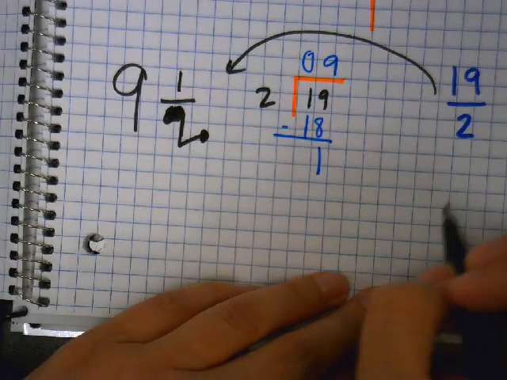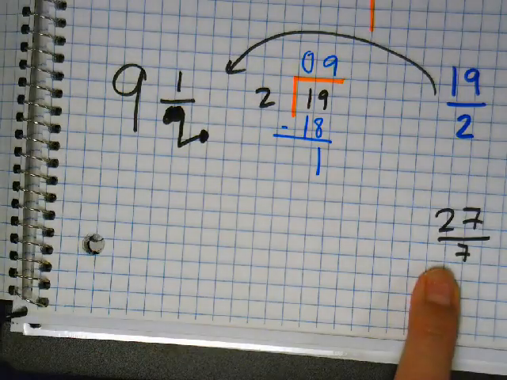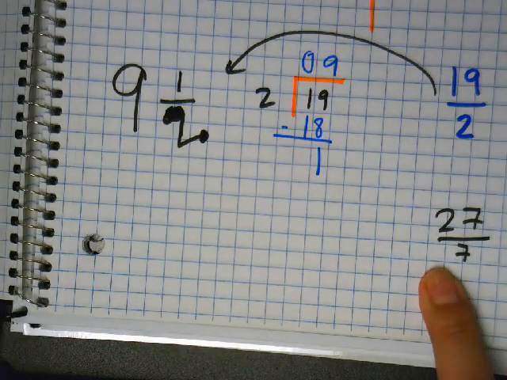All right. Let's see if Miss Lamella can do this one better. 27 over 7. All right.